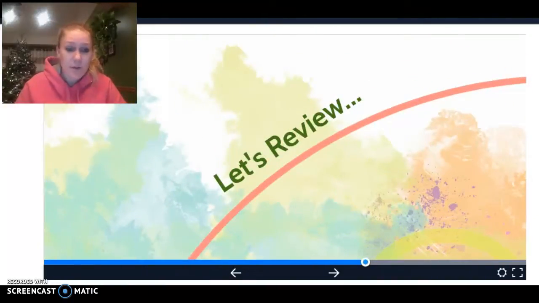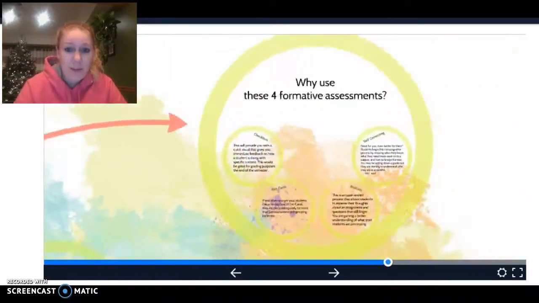So let's go back over the 4 examples, because again, I feel like the 4 can be used in really any classroom, and they all are pretty important no matter the subject matter. So I had the 4, 2 that were student-oriented, 2 that were teacher-oriented.